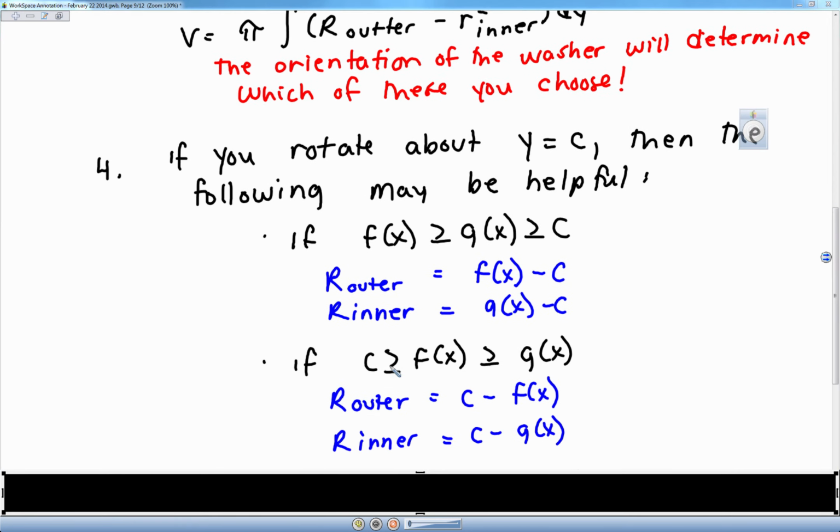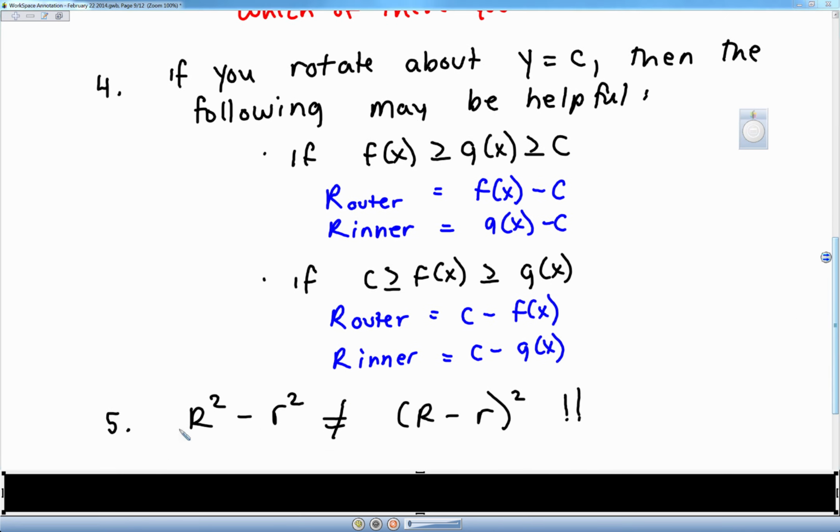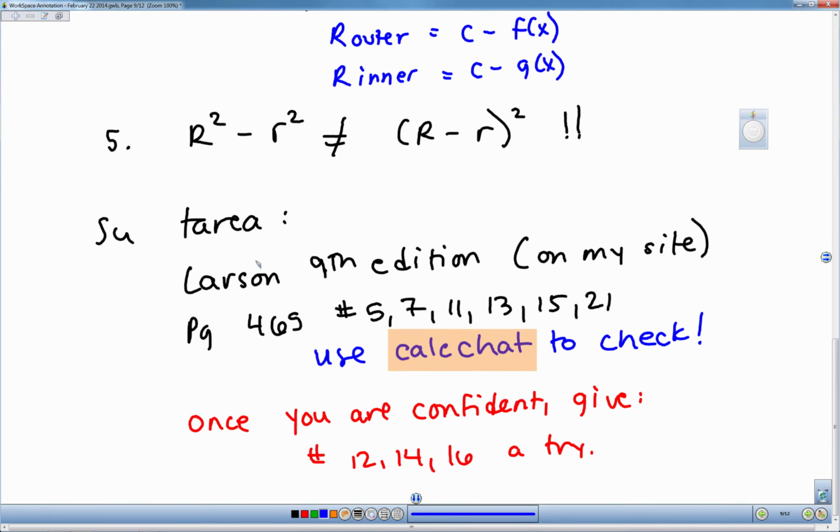And if c is greater than either one of your functions, where c is on top of your greatest function, then our outer might be c minus f of x, and our inner might be c minus g of x. Again, these are just a guide. You want to describe it algebraically, ultimately, to see what's going to work as you try to describe the area of your washers. Lastly, big R squared minus little r squared does not equal big R minus little r squared. That relationship is silly.